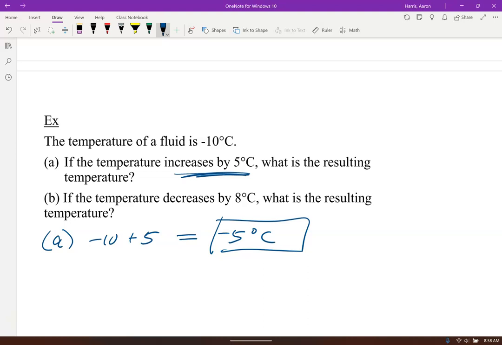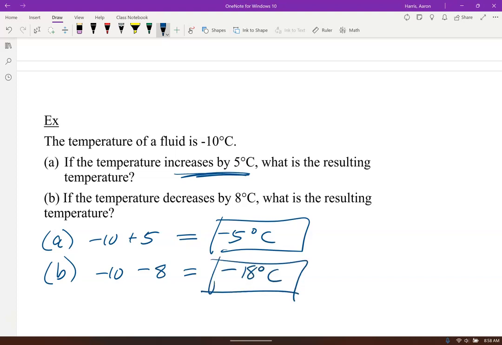All right, let's do the next one here. Temperature of a fluid is -10. If it decreases, of course, we're going to subtract, right? If we decrease. So now I'm at -18. If I decrease from -10, right?